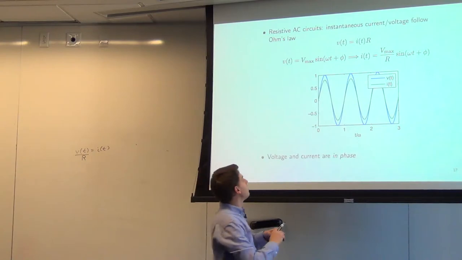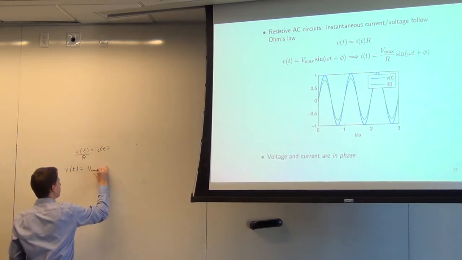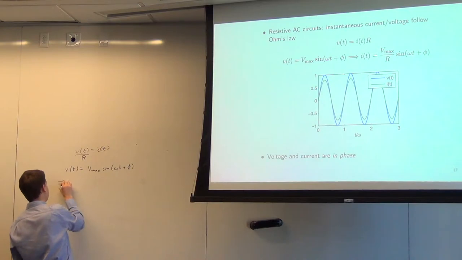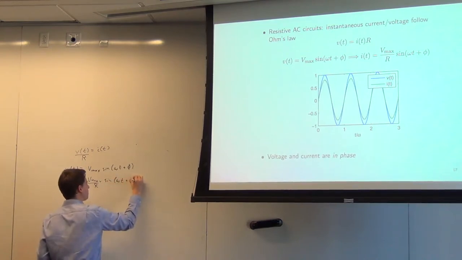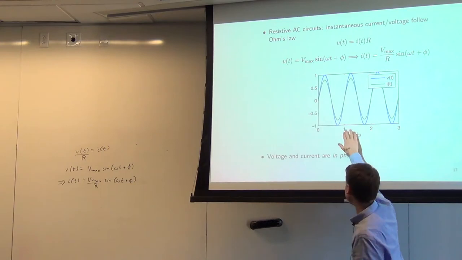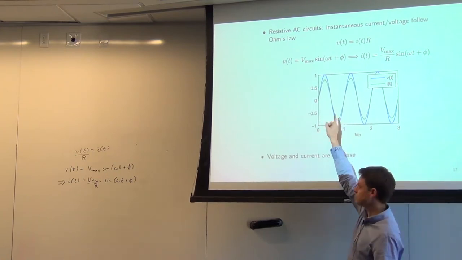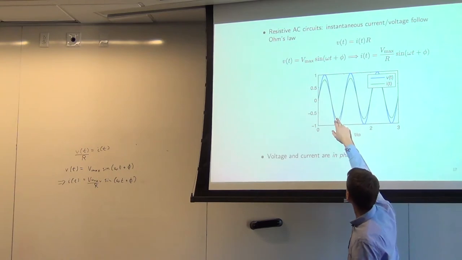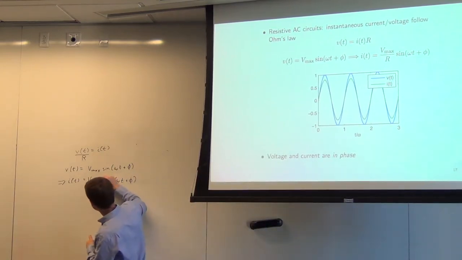So if the voltage is equal to V max times sine of omega t plus phi, then this would imply that I of t would just equal V max over R times the sine of omega t plus phi. Pretty simple, right? And this is what that looks like in a plot for some values of resistance and V max. I guess V max is 1 here, but resistance is whatever it needs to be. And what this looks like is just what you expect. You have one sine wave for the voltage, and then the current is just the same sine wave, scaled differently, depending on this term right here, V max over R.